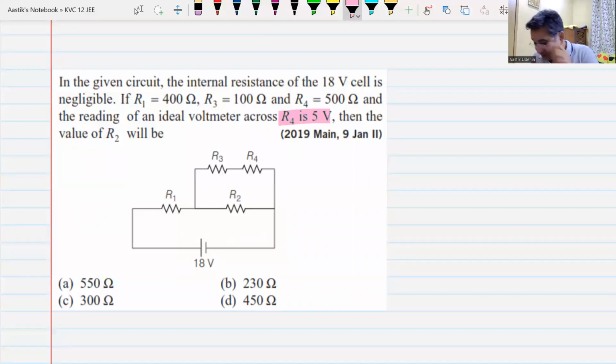How are we supposed to do this? The only formulas we have studied in capacitance are Q = CV and energy = half CV squared. The only formula we have studied in resistance is V = IR. That's it, and that is your answer. V = IR.